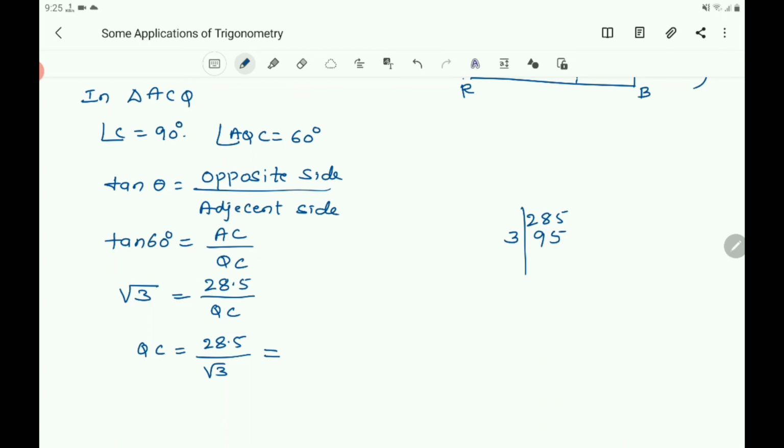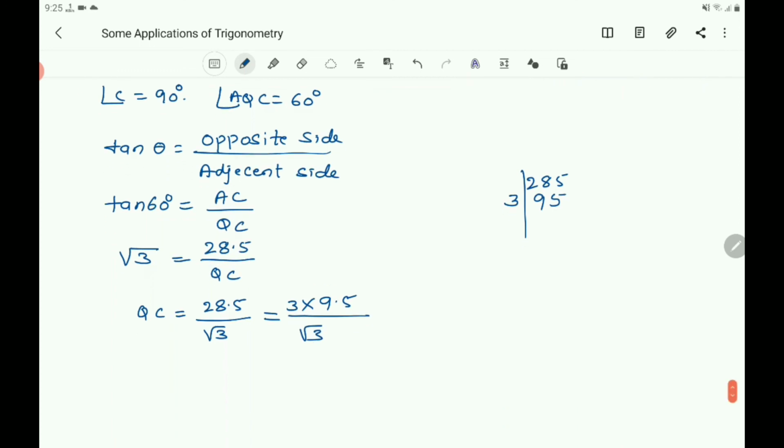So you write 3 into 9.5 by root 3. Again we express this 3 as a product of root 3 and root 3. Root 3 into root 3 into 9.5 by root 3. Cancel root 3 and root 3. Then you will get 9.5 root 3. So you got QC equals 9.5 root 3.